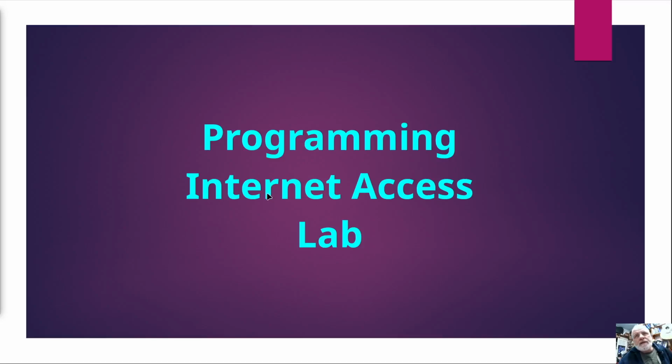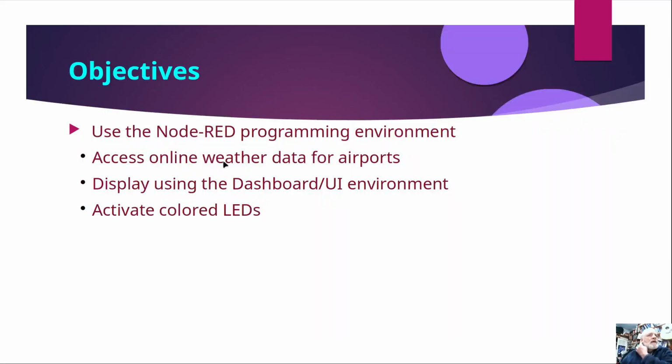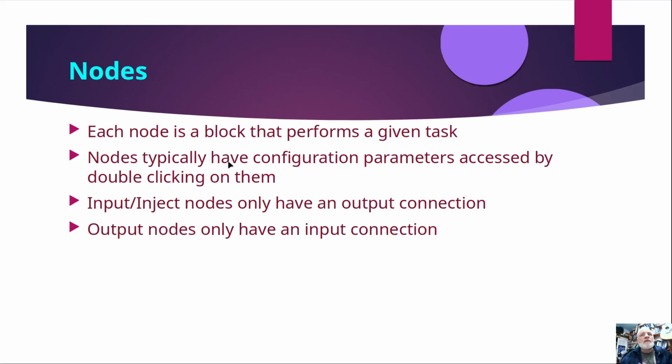So this video is going to introduce the use of the BeagleBone controller and Node-RED for an internet access lab. So with Node-RED, each node is a block that performs a given task. These nodes typically have configuration parameters that you'll need to access by double-clicking on the node and then adjusting them and then applying it.